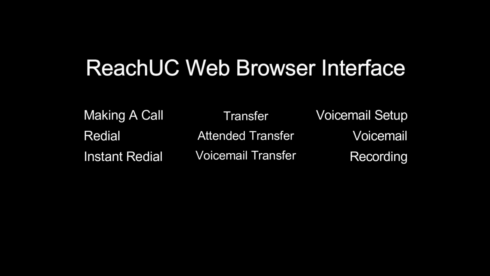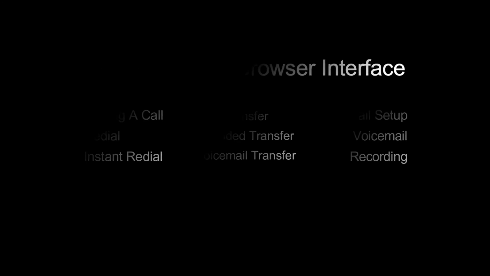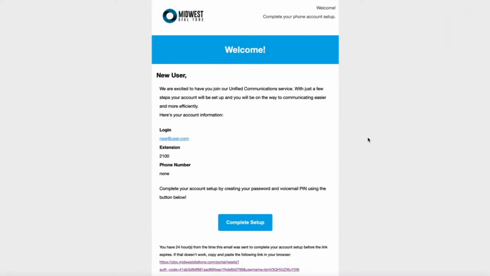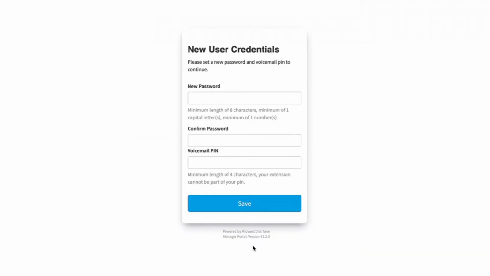In this video, we will be going over the basic features of the ReachUC web browser interface. Using your welcome email, click on the Complete Setup button. This will take you to a screen where you set up your password for the web portal and your voicemail box. Once your passwords are set, click the Save button.